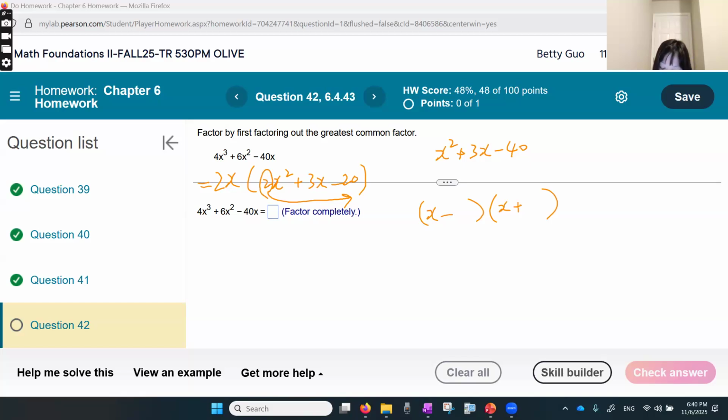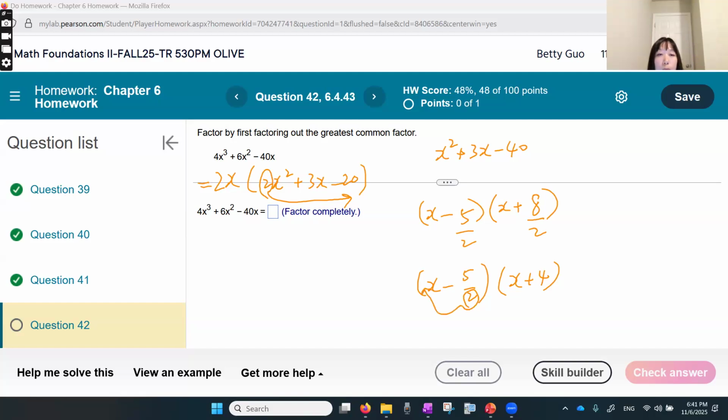They multiply to negative, add up to positive. So opposite signs, and the positive number has the bigger absolute value. It's going to be 8 and 5. Negative 5 times 8 is negative 40, negative 5 plus 8 is positive 3. Divided by 2. So x minus 5 over 2, and this one's x plus 4. Slide the 2 back in front of x.